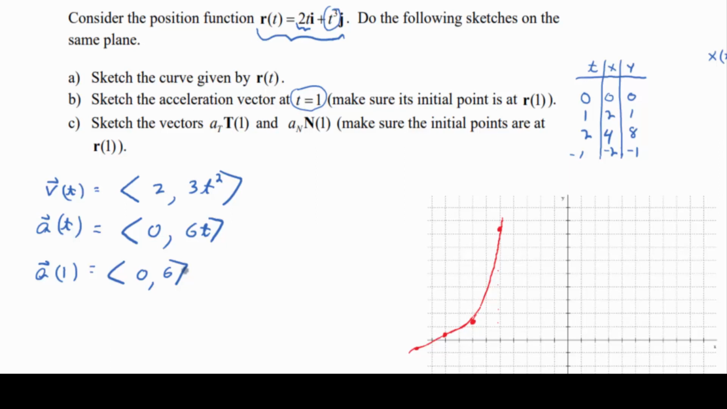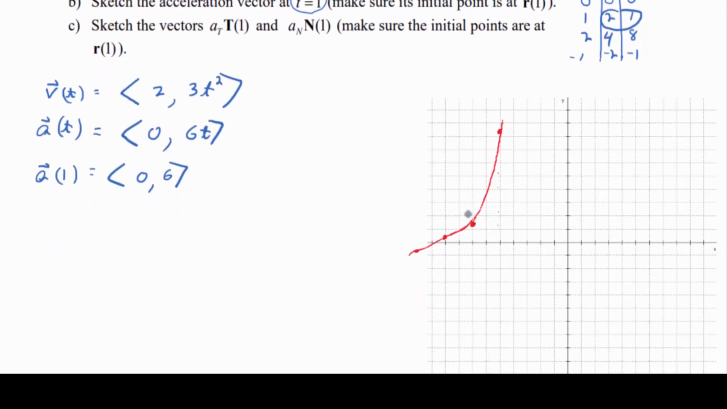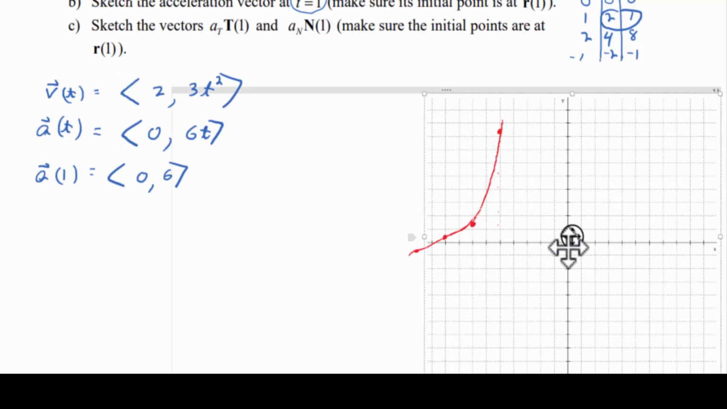So, to plot this, I want to make sure its tail is at r of 1. Well, we know what r of 1 is. What's r of 1? 2, 1. And unfortunately, you see that I moved my graph.